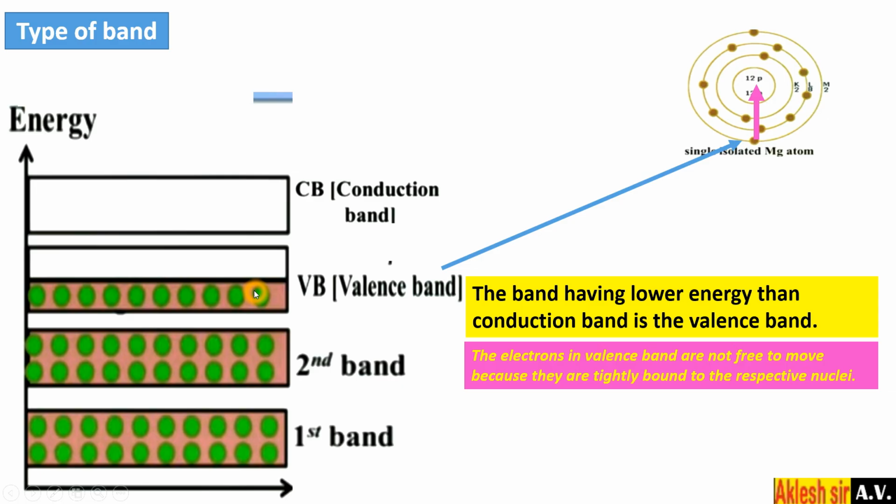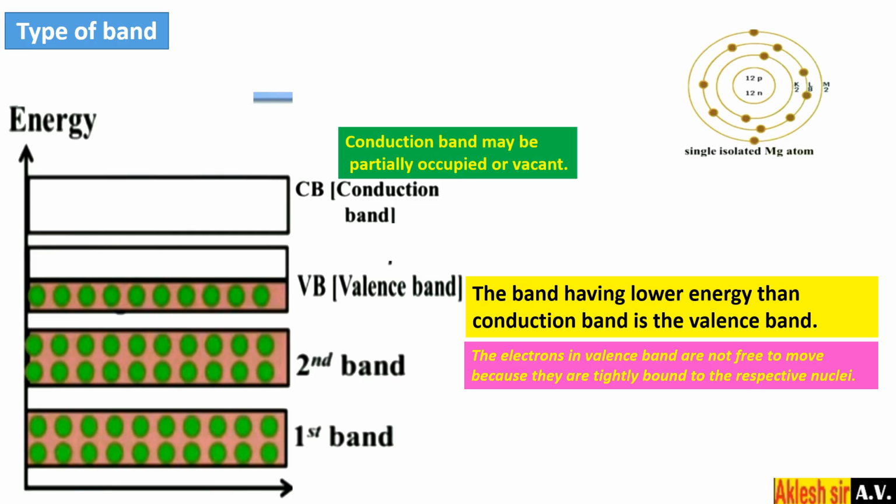All the electrons present in this band are known as the valence band, because all the magnesium atoms' last shell electrons are always placed in the valence band. So they cannot move from that band, or from that shell, you can also say.